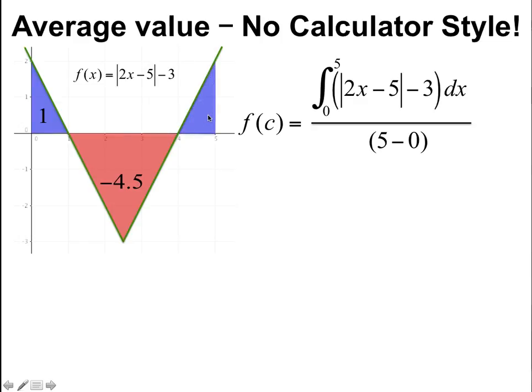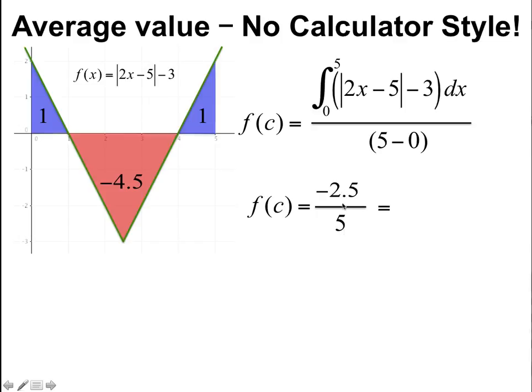And then this last region looks like the first region, also a value of 1. And so the value of our definite integral from 0 all the way out to 5 is going to be 1 minus 4.5 plus 1, which is going to be negative 2.5. And then I'm going to divide it by 5.